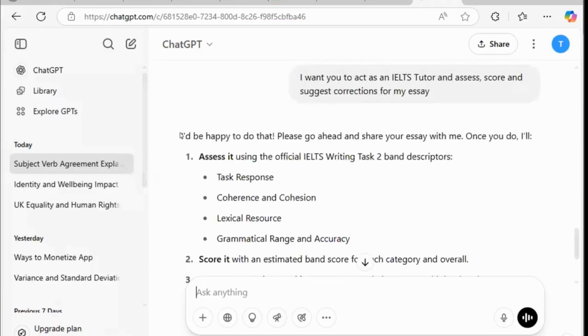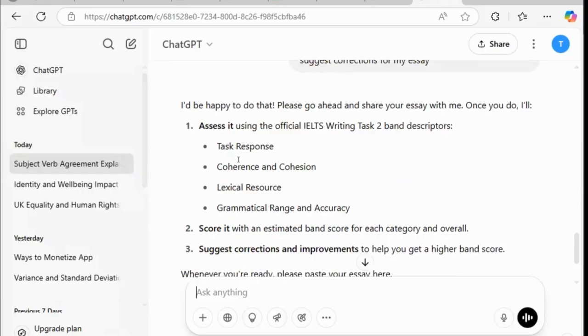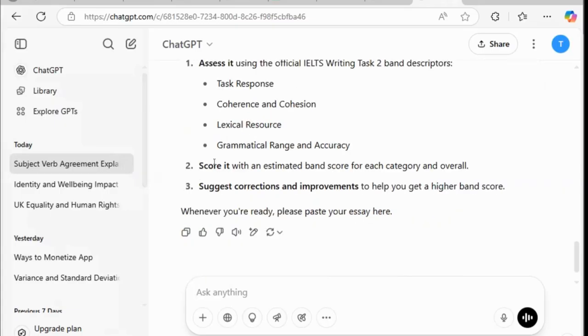So it says, I'll be happy to do that. Please go ahead and share your essay with me. Can you see that? Now look at what ChatGPT said. Can you see what I just said? I talked about task response. Remember? I talked about cohesion and coherence. Lexical resources is the same thing as vocabulary, grammatical range, and accuracy. Those are the things that this tool is going to do for you. It's going to score it, and then it's going to suggest corrections.